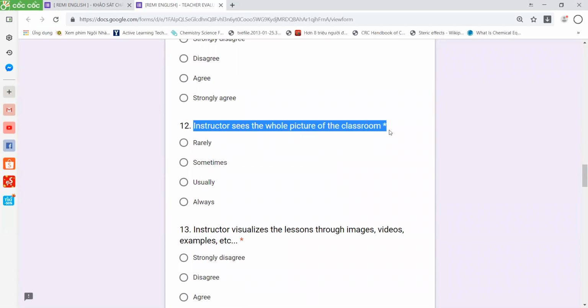Okay, this is very important, very essential. Instructor sees the whole picture of the classroom. For instance, in the discussion part, you have to be facing all the students in the class, and have a look around and see their facial expressions to make sure that they understand what you are talking about or not.